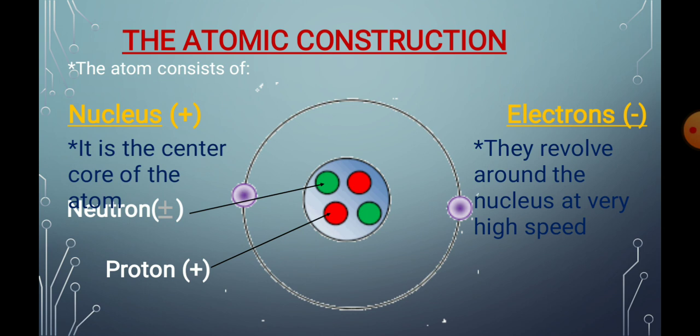And what about the electrons? The electrons orbit or revolve around the nucleus at very high speed, and they are negatively charged particles. Their number is equal to the number of positive protons in the neutral atom. And what about the mass of both of them? The mass of the atom is considered concentrated in the nucleus, because the electrons have a negligible mass relative to that of the proton or neutron.